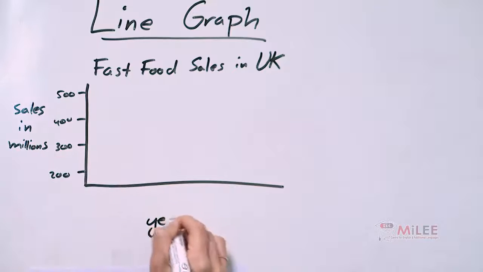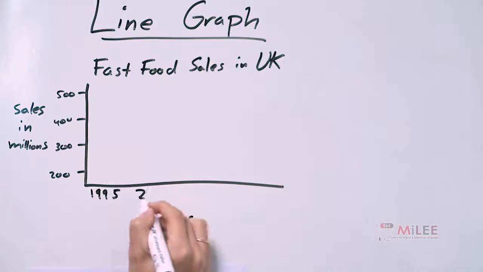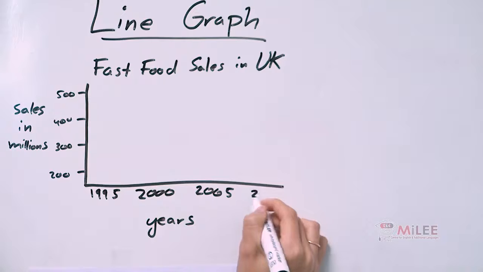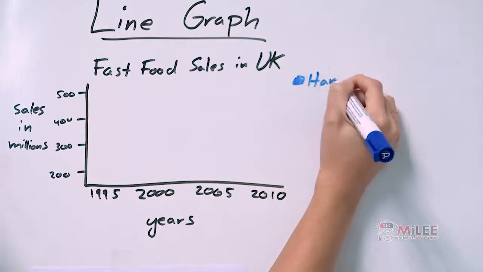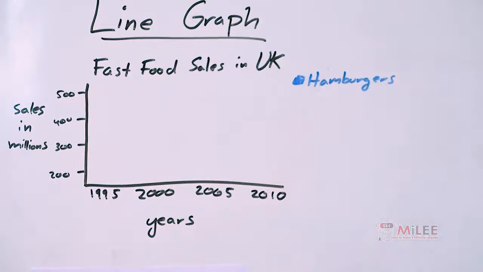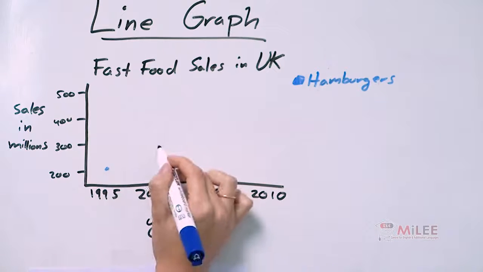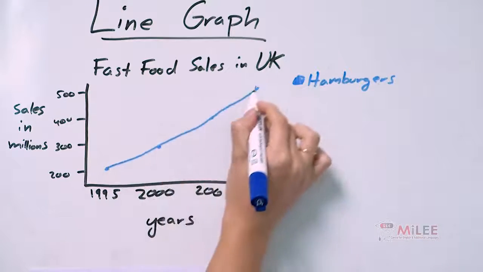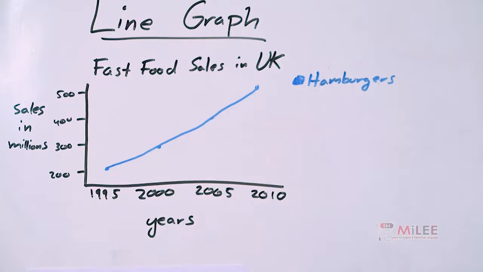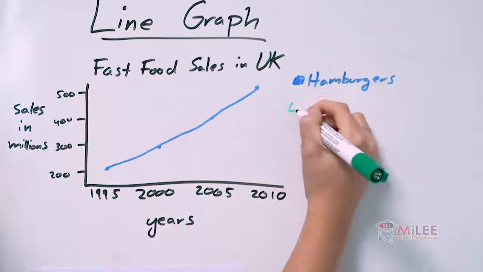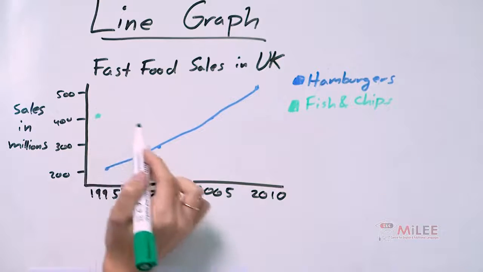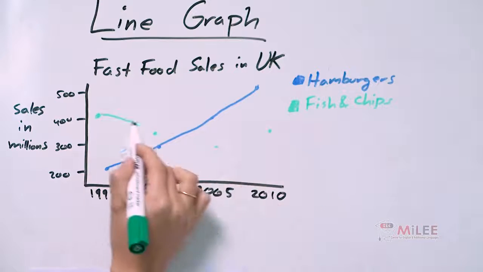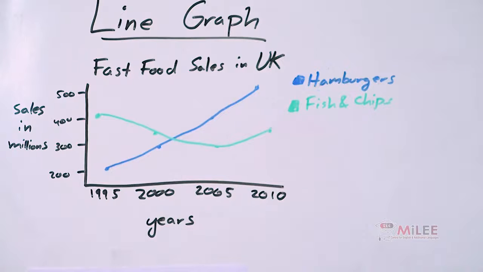For example, if you wanted to show how fast food sales in the UK have changed over time, you could use a line graph with the number of sales on the y-axis and the years on the x-axis. You could then add your data for each category of fast food. In this graph, we are comparing hamburgers, fish and chips, and pizza sales. Notice how each category is represented with a different colored line.